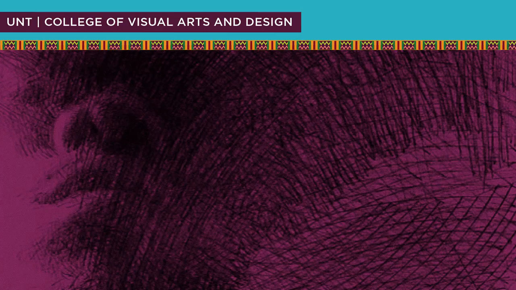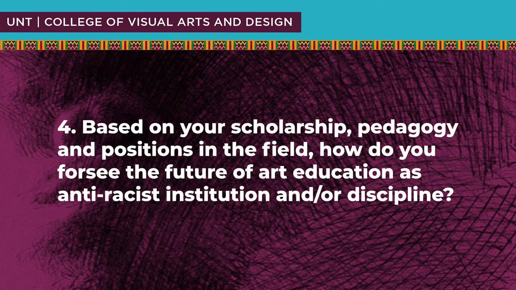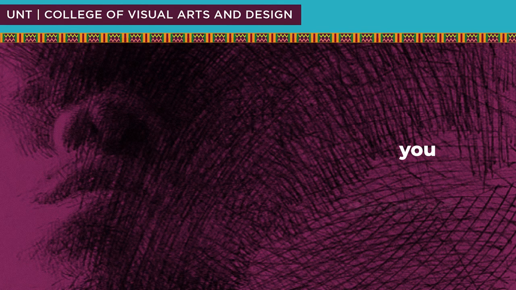With that, I think that leads perfectly to our last guiding question, and then we'll open this up to our Q&A. Based on your scholarship, pedagogy, and positions in the field, how do you foresee the future of art education as an anti-racist institution and or discipline? So how can that happen? It feels like a lot to ask, but you all are the best ones to know that. Yes, and thank you for that question.